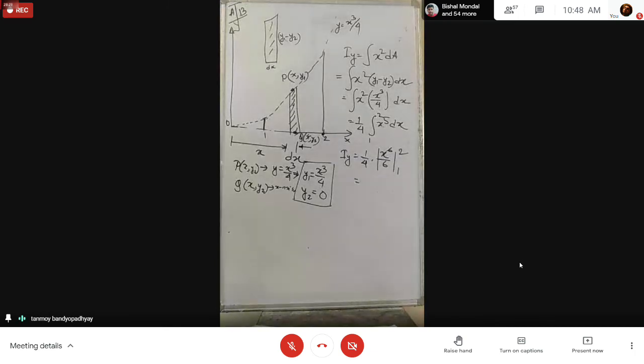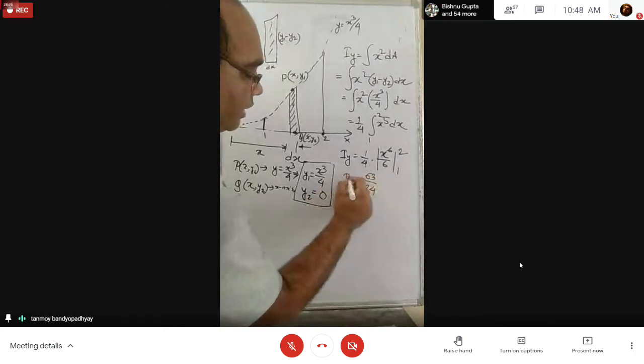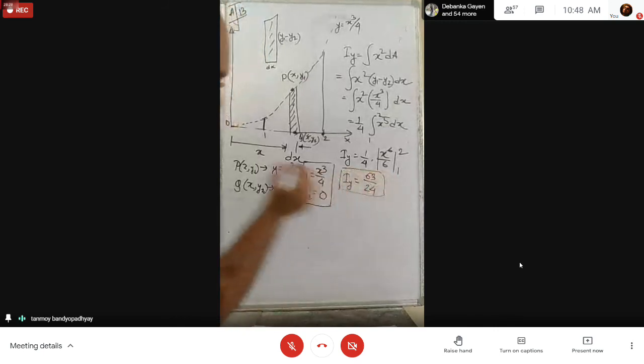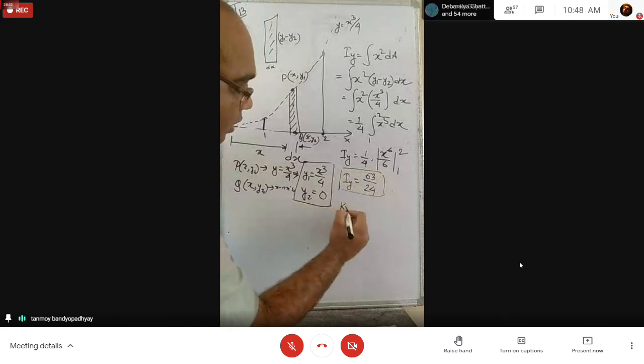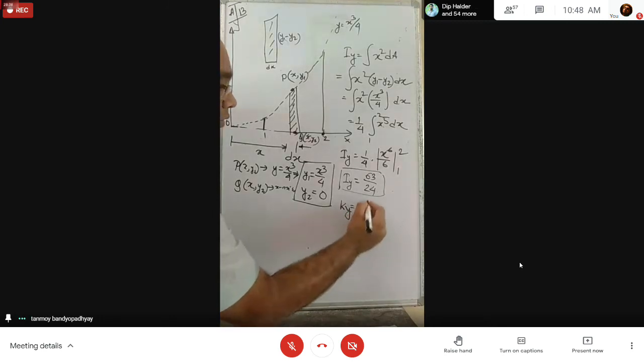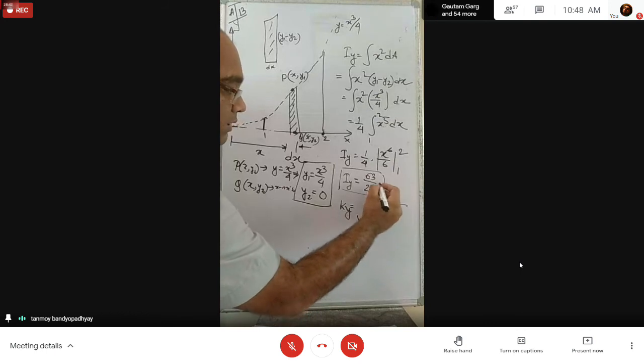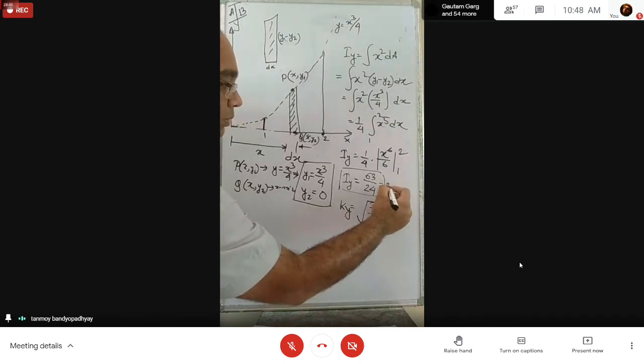So whatever value you have got, that is 63 divided by 24 for iy. Once you have got iy, you can calculate ky. So what will be ky? This is the rectangular radius of gyration. Okay? So that will be equal to root over of iy by a. So that is equal to root over of whatever you have got. 2 point what? What did you get?